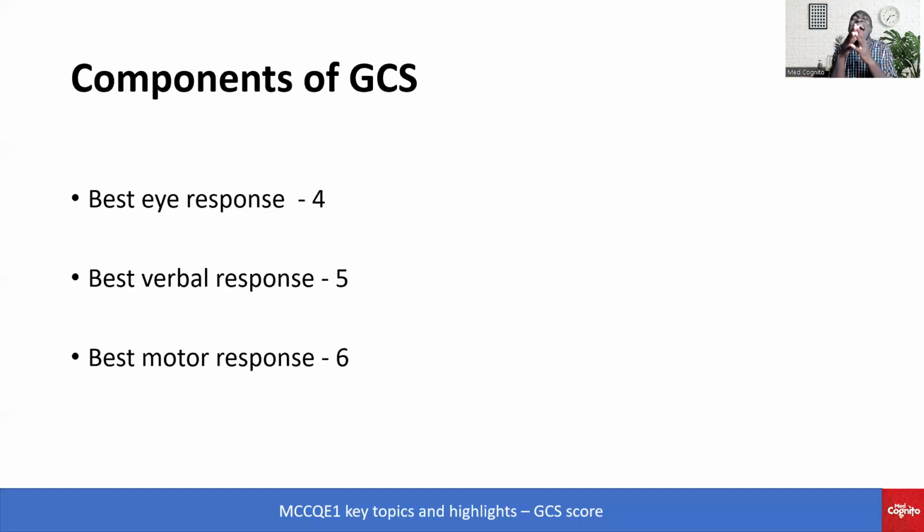So with the eye response, the highest score anyone can get is 4. With the verbal response, the highest score anyone can get is 5. And with the motor response, the highest score anyone can get is 6. Okay, so these are the components. Don't forget the best eye response. You're looking for the best. You're also looking for the best verbal response and the best motor response.